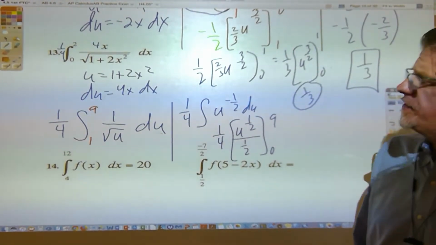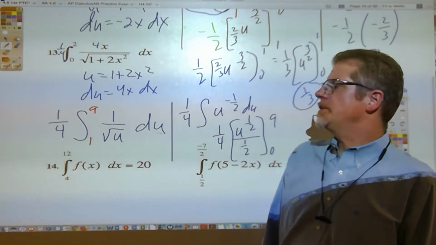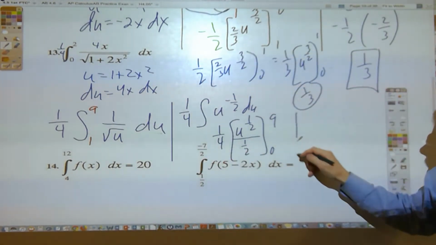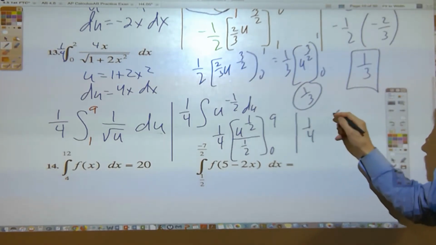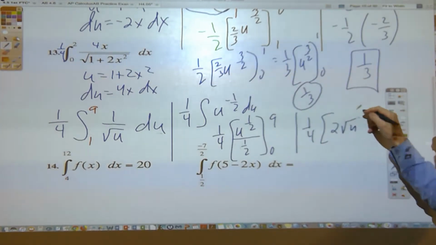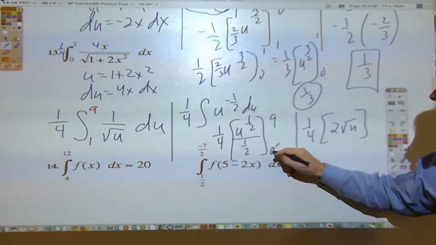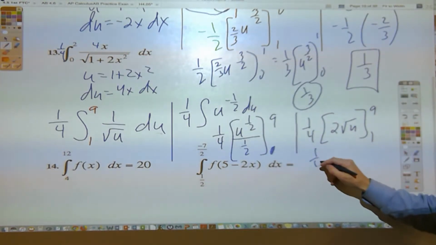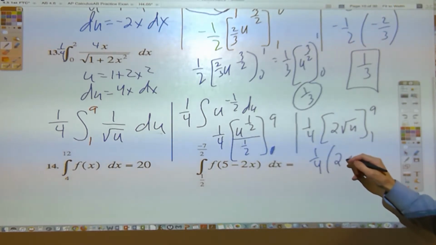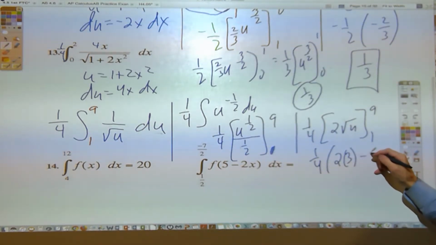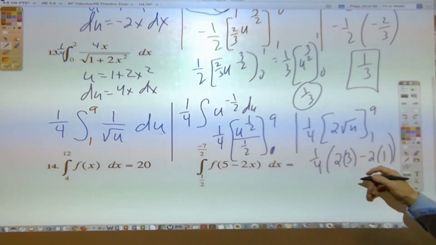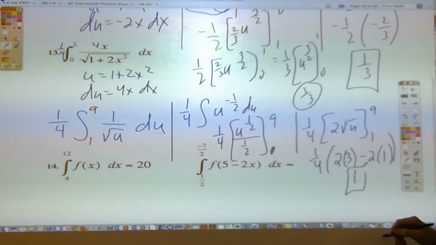All right, so it sounds like some of you are done. Again, the new limits of integration are 1 and 9. And the antiderivative gives you 1/4 times 2 square root u from 1 to 9. These numbers are pre-cooked. Just 2 square root of 9, which is 3, minus 2 square root of 1. 6 minus 2 is 4. 1/4 of 4 is 1.